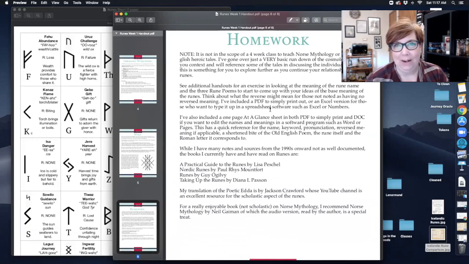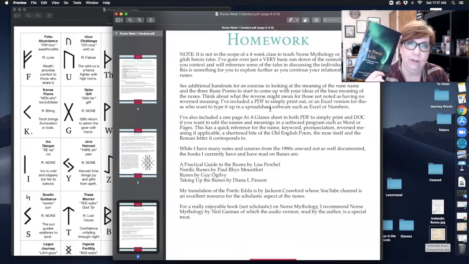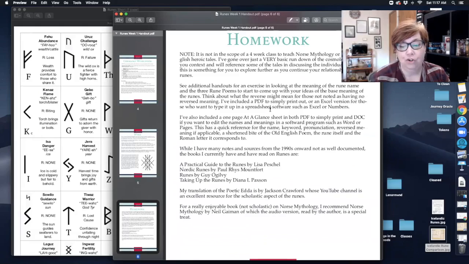And there's no way in a 4-week class that I can teach you Norse mythology. This is not a Norse mythology class, and it's impossible to do so. I do think that everybody who is interested in working with runes should have a copy of the Poetic Edda. Both of them. I particularly love the Poetic Edda.